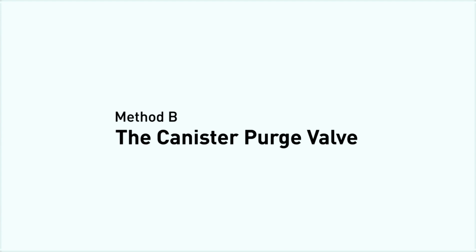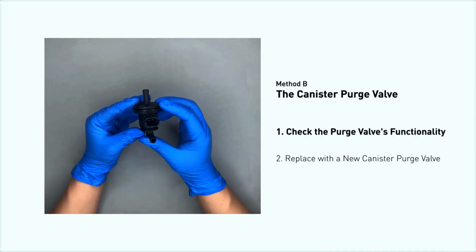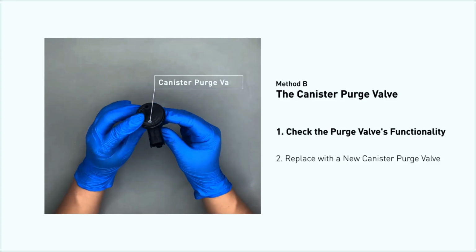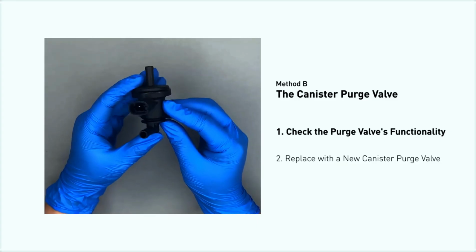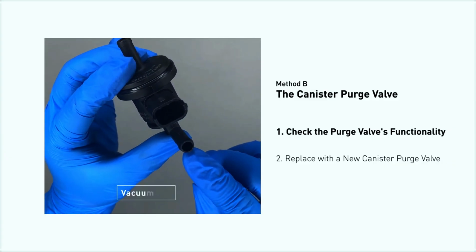Method B, the canister purge valve. The canister purge valve is usually located behind the intake right next to the throttle body. For demonstration purposes, we have removed the canister purge valve prior to filming. But you should locate this component in your car while the engine is still running, and place your finger at the vacuum port to check its functionality.